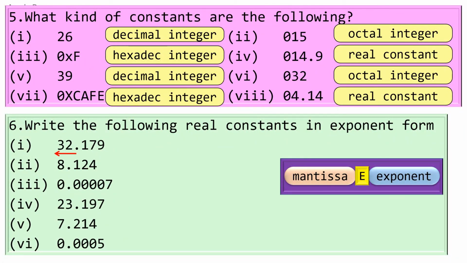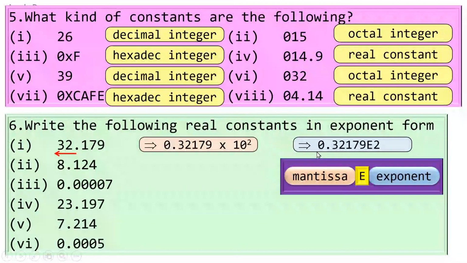Therefore, 32.179 I can write as 0.32179 into 10 to the power 2. Since I have moved the decimal point 2 places to the left, I multiply by 10 to the power 2. And this value you have to write as mantissa E exponent: 0.32179 E2. So E stands for into 10 to the power and 2 is the exponent.